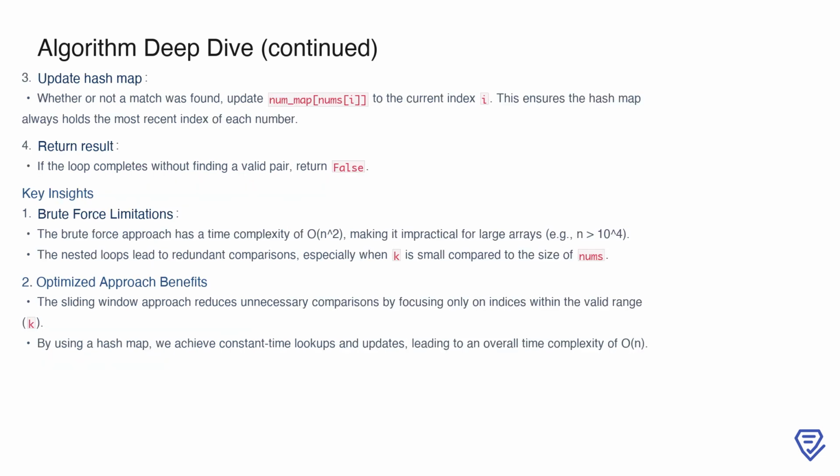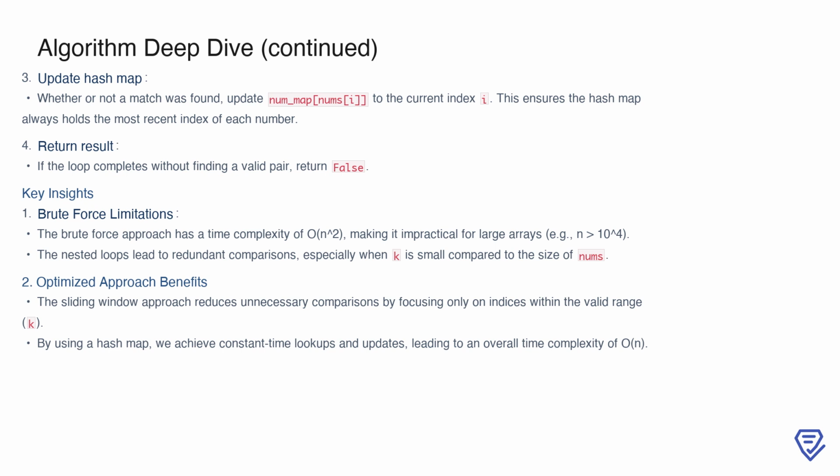After evaluating a number, regardless of whether a match was found, we update the hash map to record the number's current index. This ensures that the hash map always holds the most recent index for each number, which is crucial for maintaining efficiency. If we complete the loop without finding a valid pair, we return false.